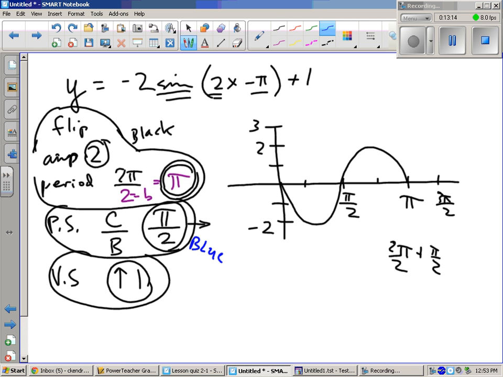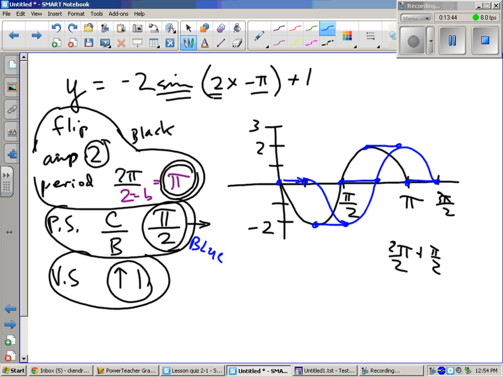So I'm going to take the black one and I'm going to move it over to the right, pi over 2. So what I like to do to make it easier is to put little dots at all these crucial points and move them pi over 2. So that goes here. This one goes to here, this one goes to here, and this one goes to here. So now I can connect those dots. Looks kind of cool. So all I did was slide the black one over to the right, pi over 2.